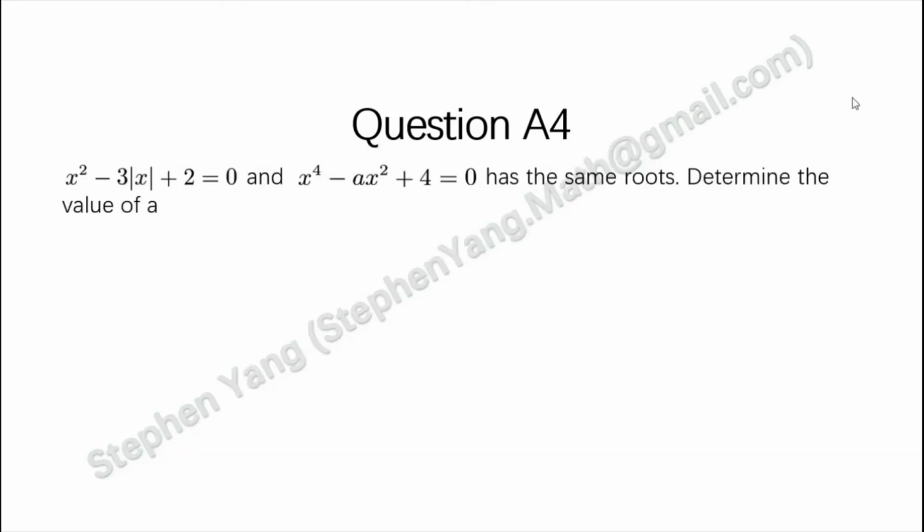So question A4 is x squared minus 3 times absolute value of x plus 2 equals 0, and x to the 4th power minus 8 times x squared plus 4 has the same roots, and it asks you to find the value of a. And let us get into the solution now.